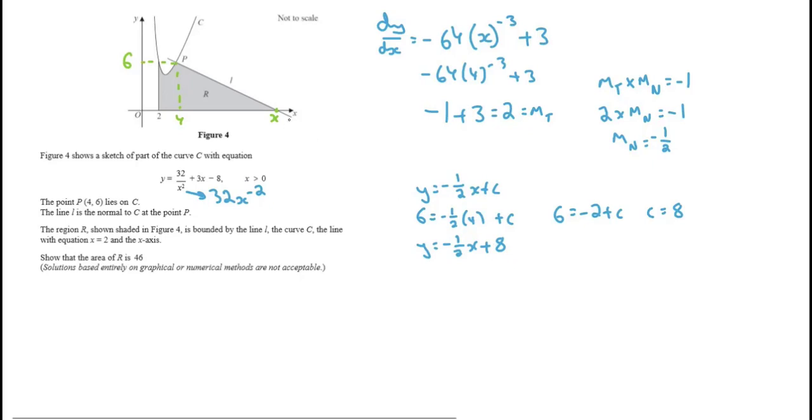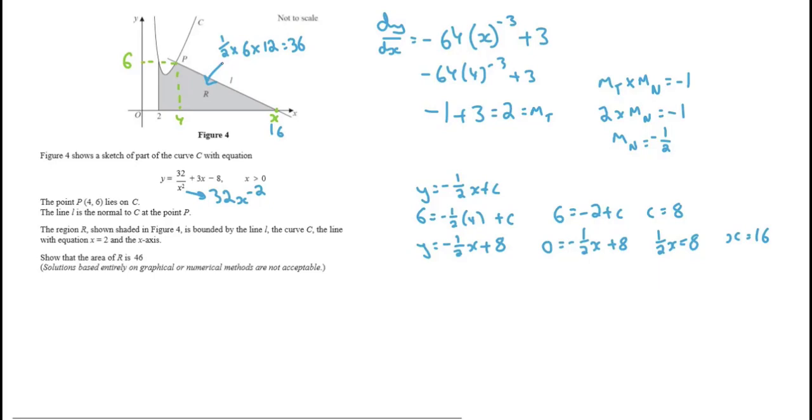Now, just to work out this x-coordinate here, where it cuts the x-axis. If you cut the x-axis, your y is 0. So 0 equals minus a half x plus 8. A half x equals 8 if we just add it over, so x equals 16. With this then known to be 16, we can just work out the area of the triangle. So the height is 6, and the base, the difference here is going to be 12. So a half times 6 times 12 is going to give us an area of the triangle of 36.